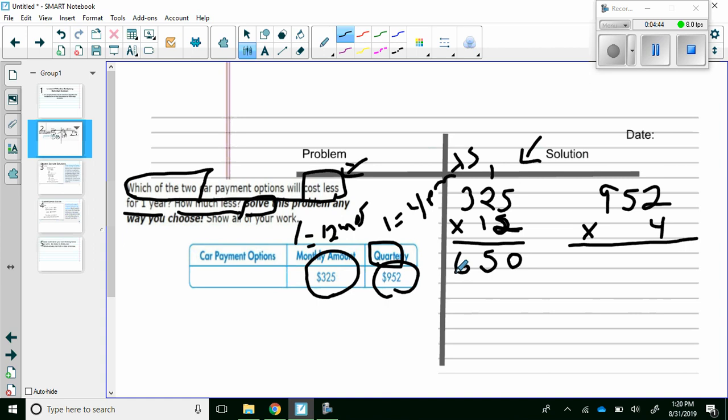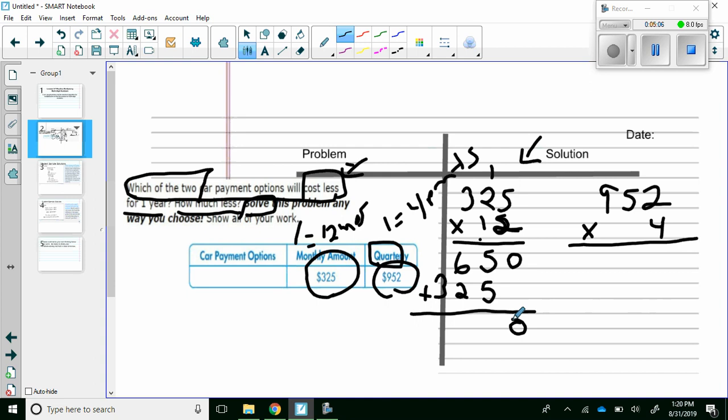Next, I'm going to multiply my tens place right here on the second number. 5 times 1 is 5. 2 times 1 is 2. And then 3 times 1 is 3. And then I want to add those together.